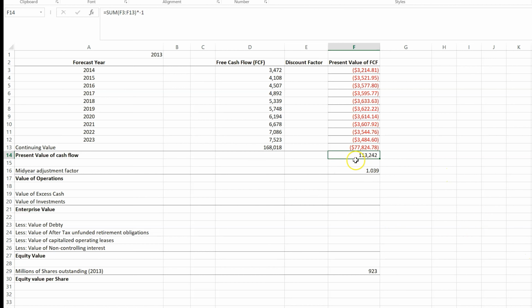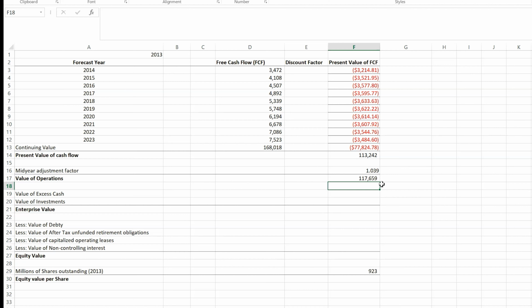So we call this the present value of all the future free cash flows. This is our predicted value. We're going to multiply this by an adjustment factor to get what we call the value of operations. Now, this mid-year adjustment factor, it's not something you have to worry about.